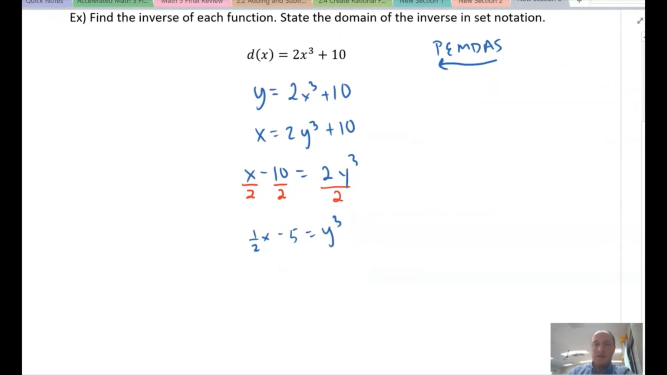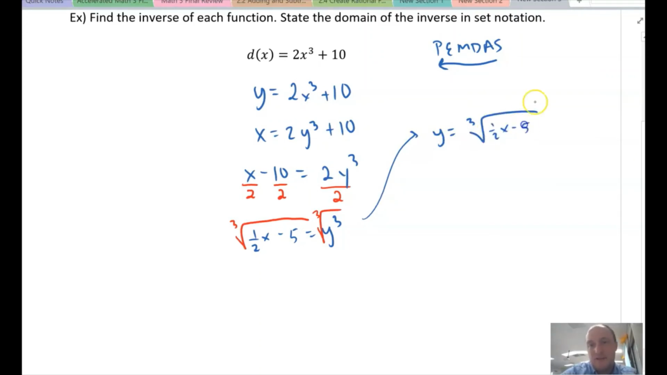Okay, what's next? Well, you got to undo your exponent. So I'm going to take the cubic root. Cubic root. All right, so what is my answer? I'm going to come up here. Okay, y is equal to the cubic root of 1/2 of x minus 5.